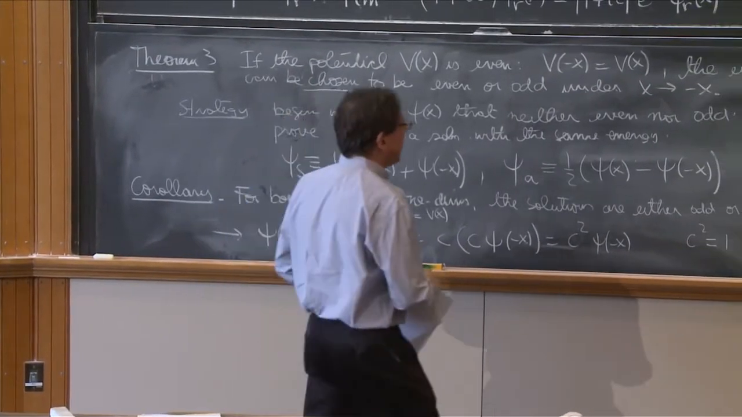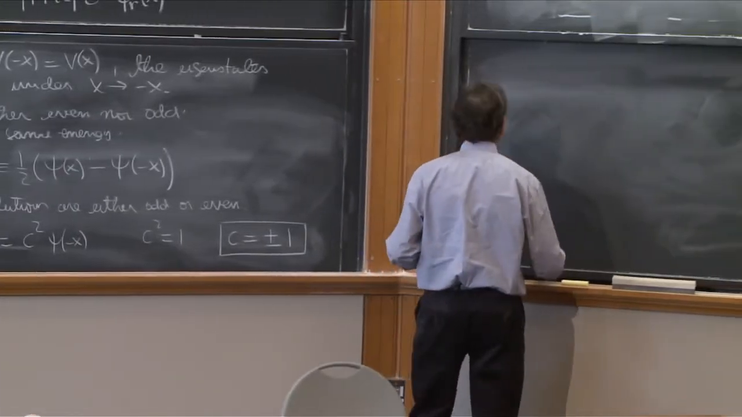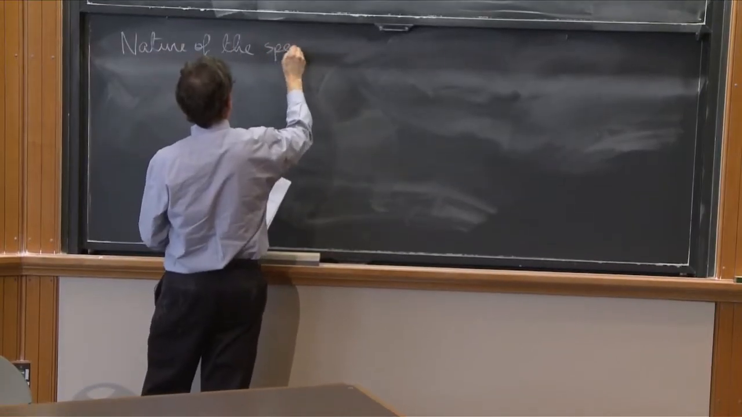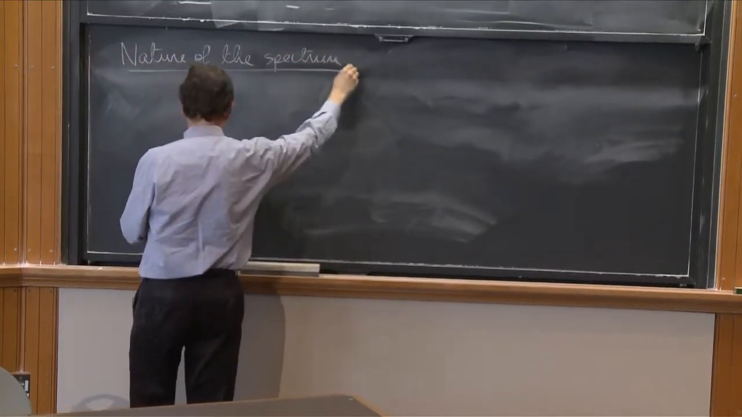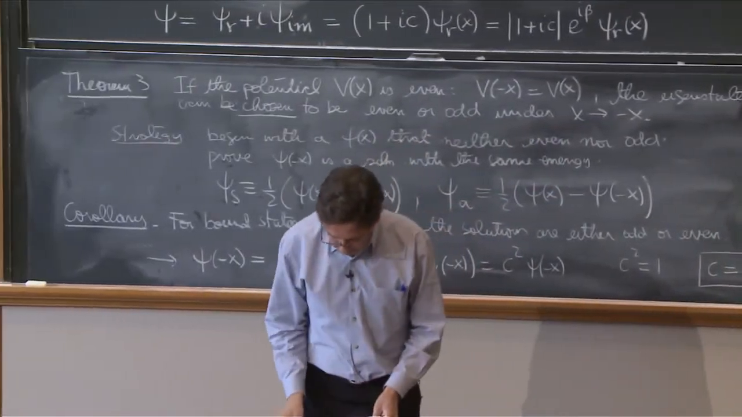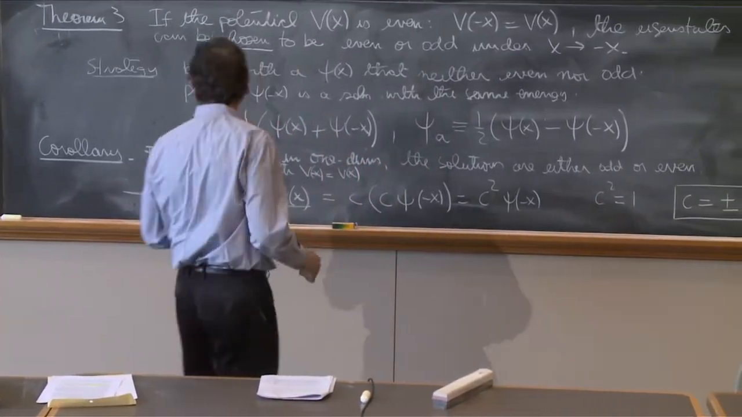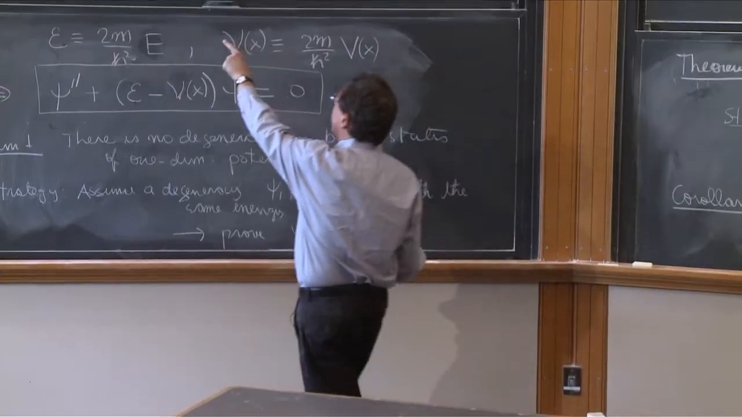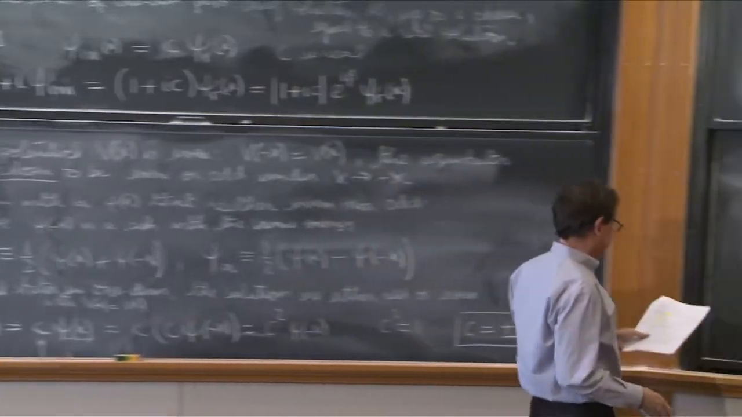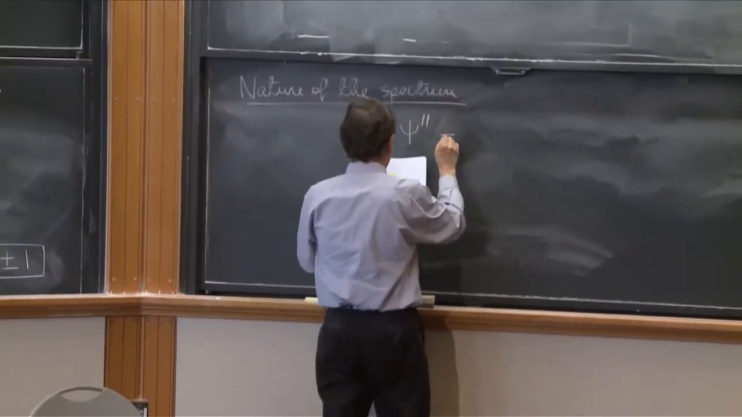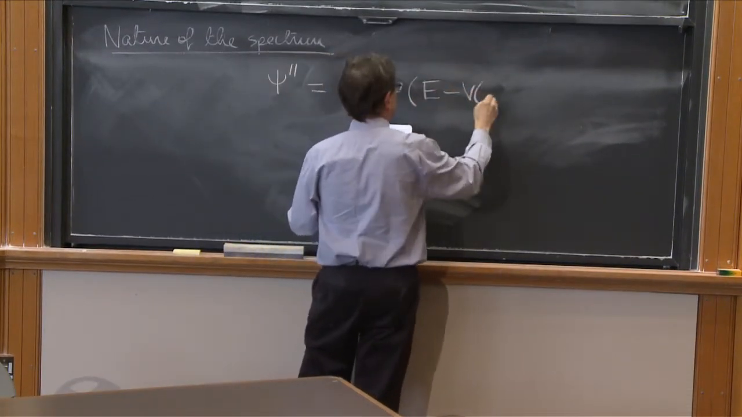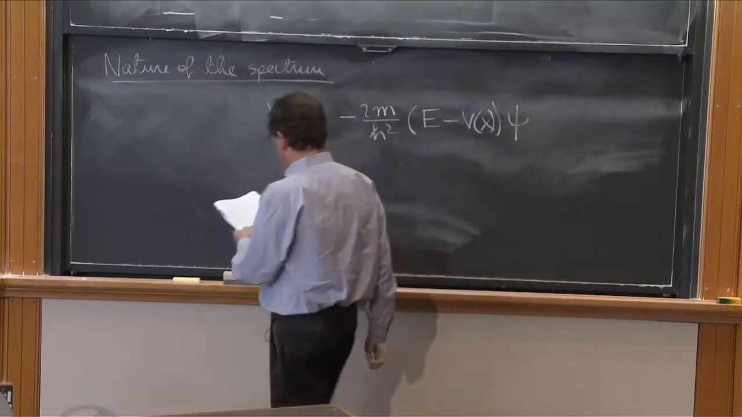Okay, so now we talk a little about the nature of the spectrum. What do we want to say here? We want to go back to the Schrodinger equation here and just move one term to the right-hand side and just see what can happen in terms of singularities and discontinuities.